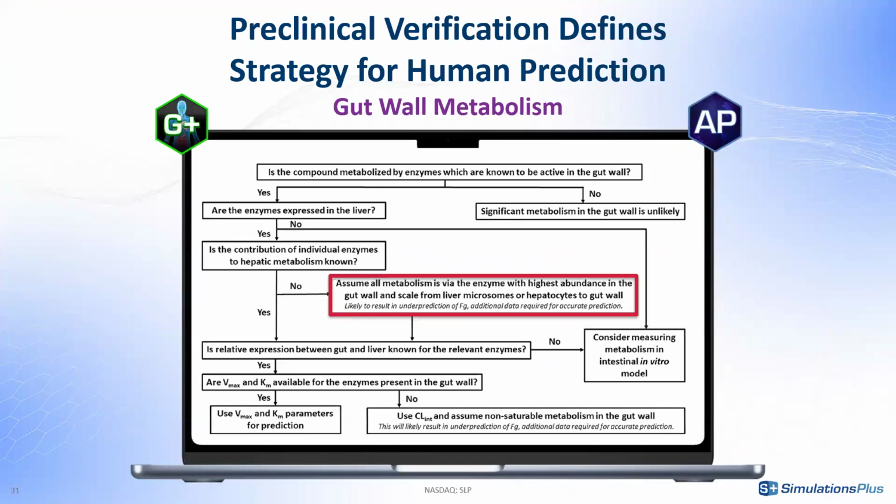Again, going back to the flowchart, it indicates that requesting data to determine the contribution of gut metabolism could be advised because we believe that the compound is metabolized by enzymes, which are known to be active in the gut wall. We also know that the enzymes are expressed in the liver, but we don't know the contribution of the individual enzymes to hepatic metabolism because we've done all this from ADMET predictor inputs.